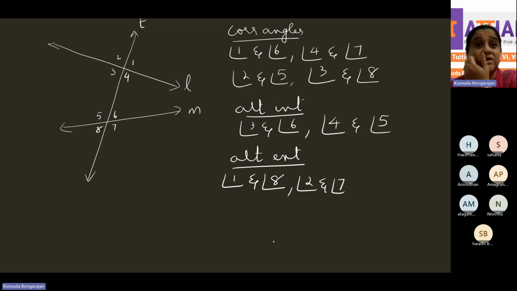This is what we've seen so far. And now talking about allied angles. Allied angles, also called co-interior angles. Co meaning consecutive. Consecutive interior angles or co-interior angles, also called allied angles.